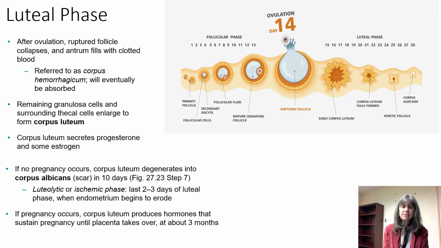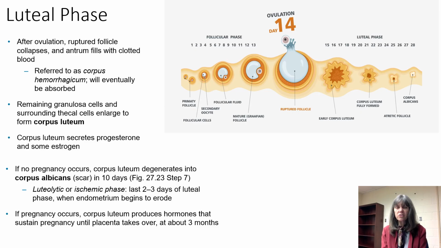If no pregnancy occurs, that corpus luteum will degenerate into a corpus albicans, which is a whitish appearing scar tissue, in about 10 days. And this is what we refer to as the luteolytic or ischemic phase, which is the last 2 days of the luteal phase, where the endometrium begins to erode.